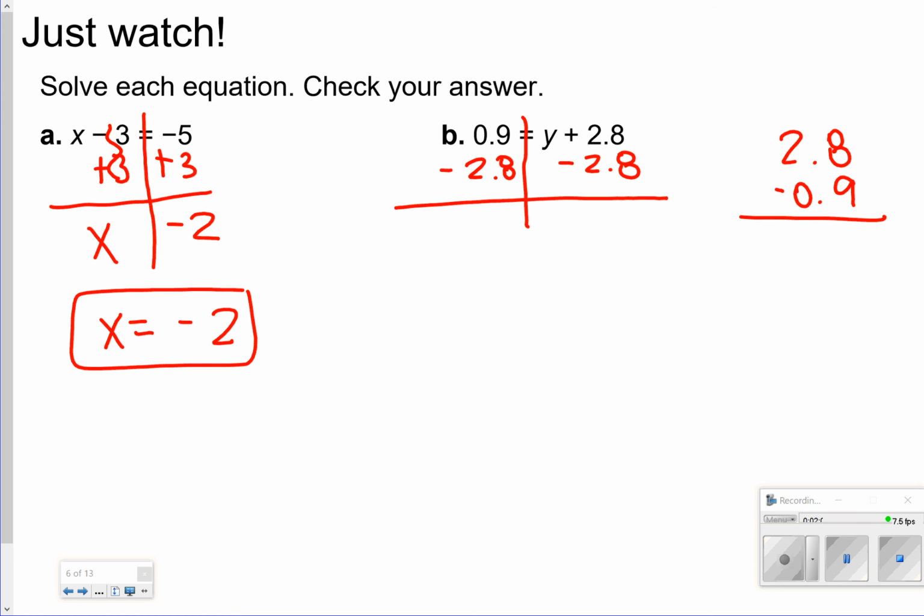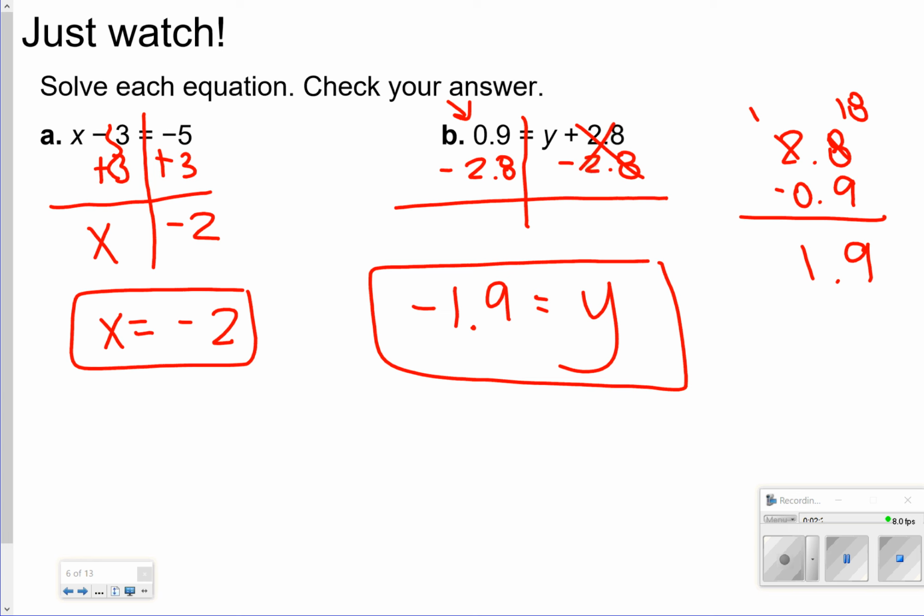And 2.8 minus 0.9, if I just borrow, I'm going to get 1.9, but that 1.9 will need to be negative because I had originally a positive 0.9 and a negative 2.8. These 2.8s cancel out, so y is equal to negative 1.9, or negative 1.9 is equal to y as your final answer for letter B.